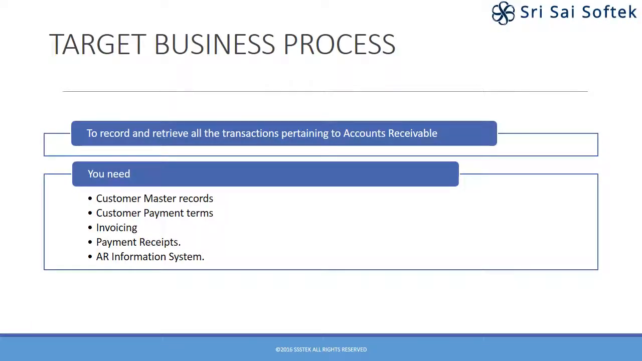The target business process for accounts receivable is to record and retrieve all the transactions pertaining to accounts receivable. To do this, we need customer master records, customer payment terms, invoicing, accounting of the payments, and AR information system. Customer master records are created both at FI and SD level. We will have to learn both of them if we have to understand the integration of FI and SD.